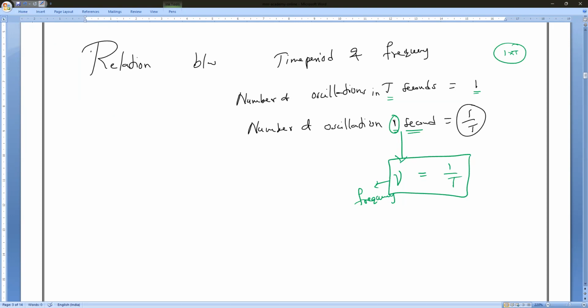Now, please remember the symbol. Don't get confused. For frequency, you can write F. Nothing wrong. Is that clear, everyone?